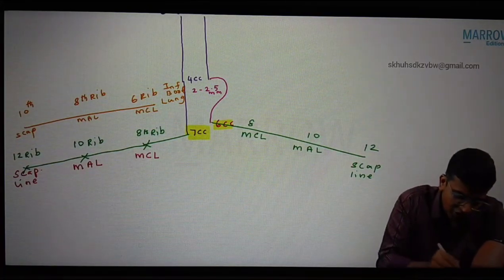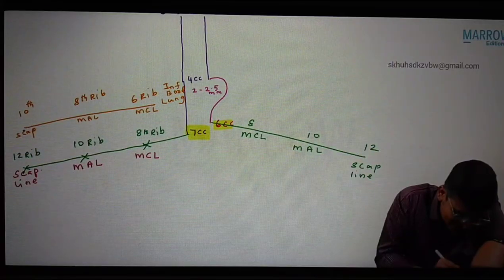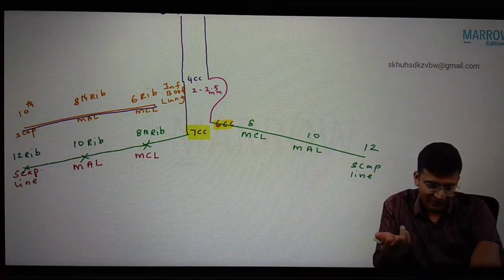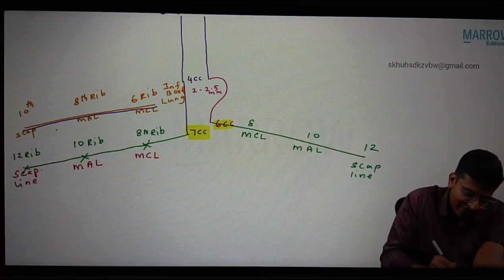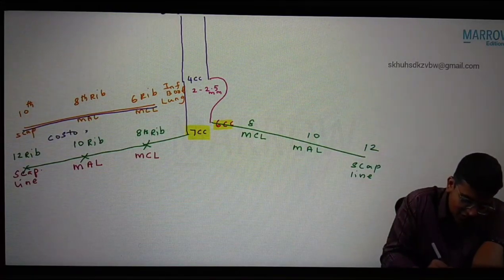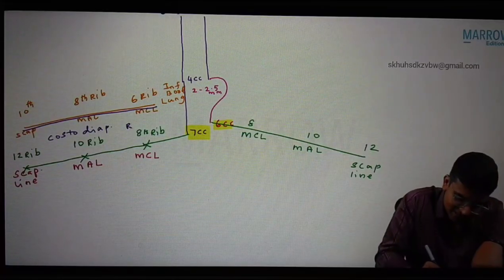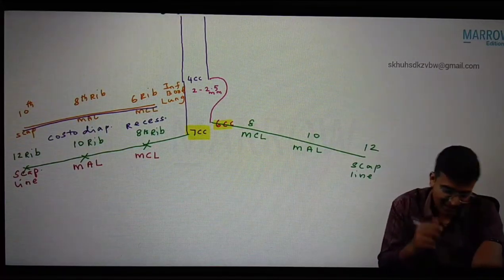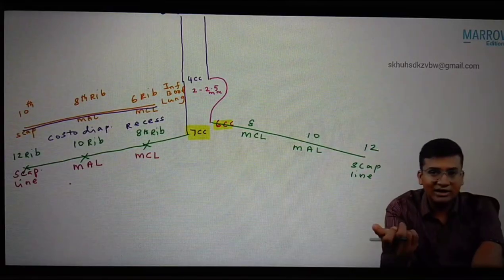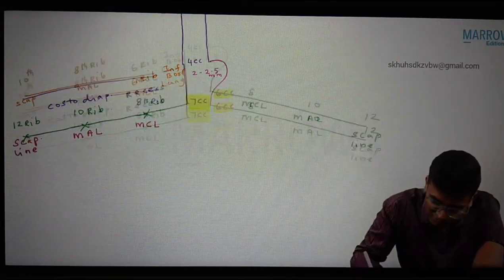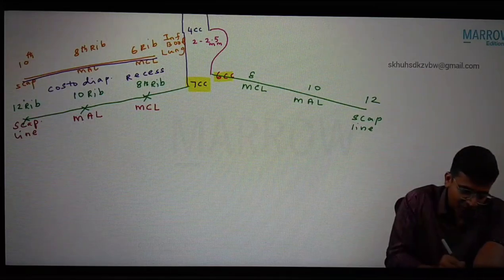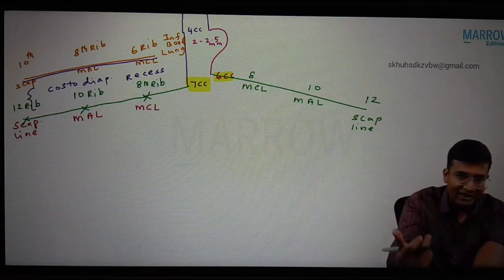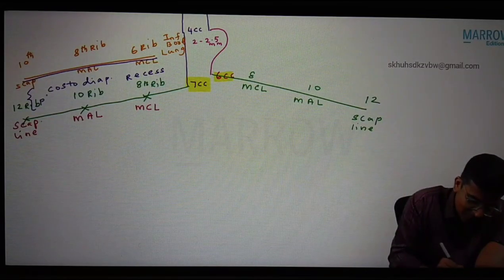I told you, close to the lungs, we have the visceral pleura. Now, between the visceral pleura and the parietal pleura, we have a space. This space is called the costo-diaphragmatic recess. The costo-diaphragmatic recess is present between the inferior border of the lung and the diaphragmatic pleura. Between the visceral pleura and the parietal pleura, we have the pleural cavity, which contains pleural fluid.